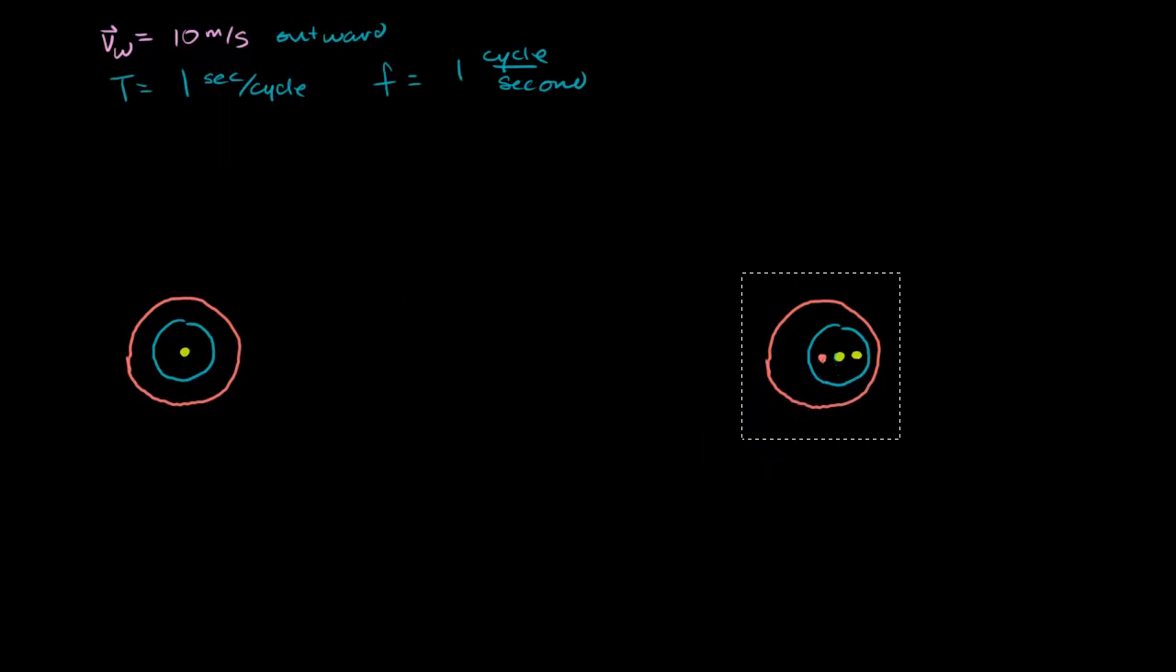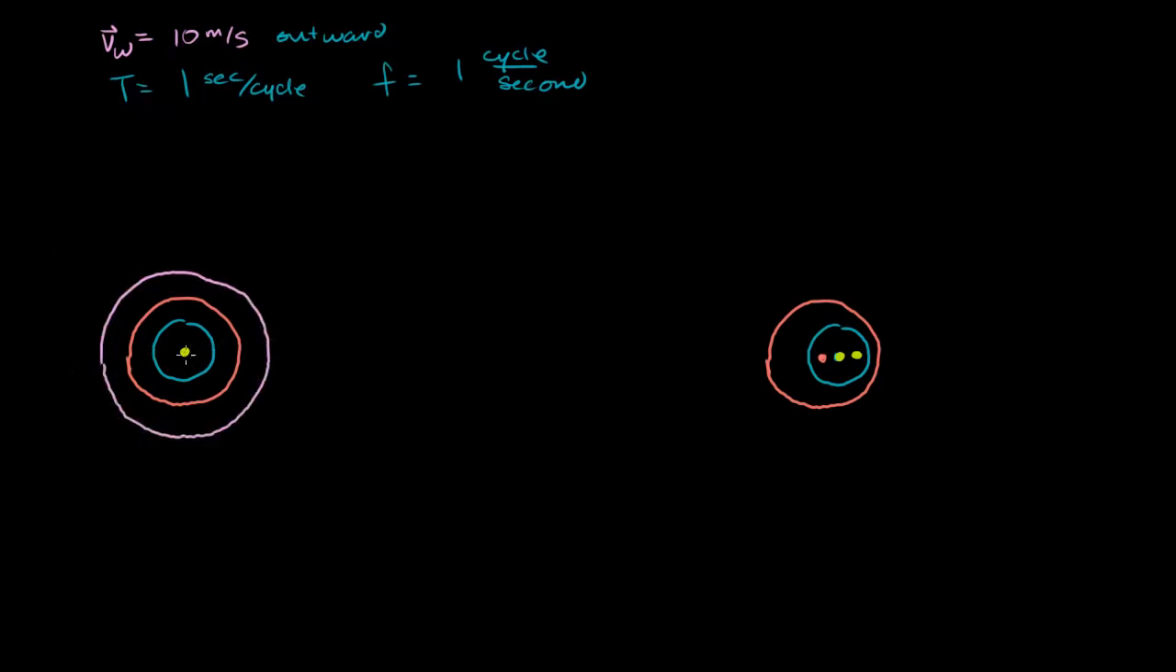Let's do this again. Let me use pink. So what about the crest that either of these sources emitted 3 seconds ago? Well, it would be 30 meters radially outward. So another 10 meters from the last one. So it will be out here. It will be out there, just like that.